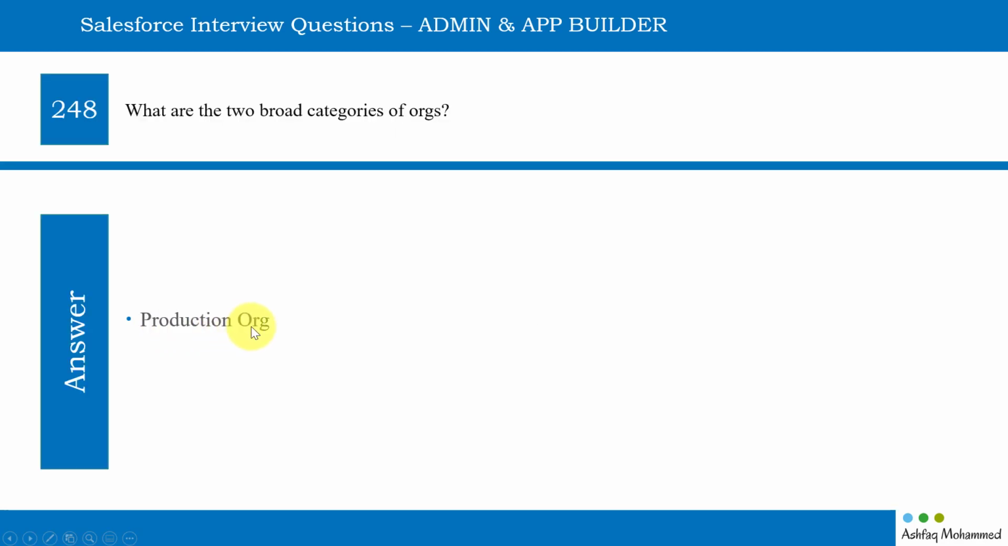Okay, so we have production org. Okay, these are the terminologies. And we have development orgs or sandboxes. Okay, anything other than production, we call it a sandbox. It could be a developer org, a development org, it can be a QA org or whatnot, right?